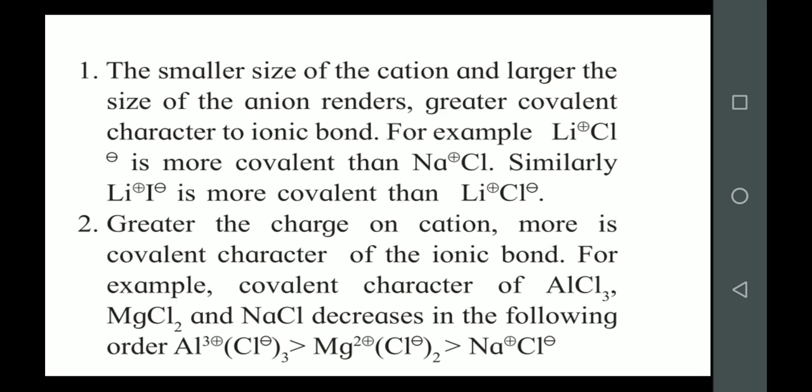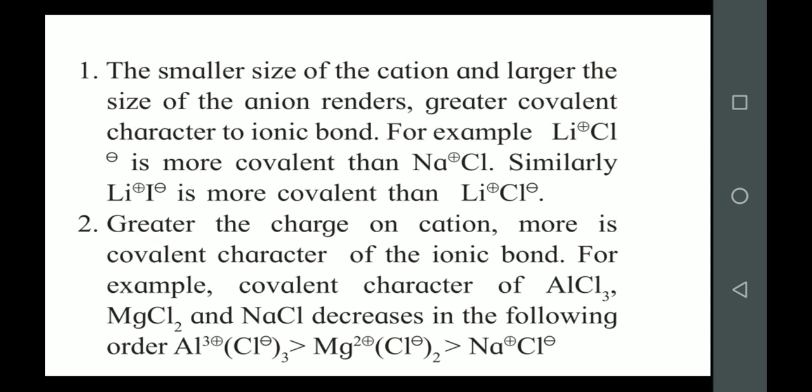In the same way, in lithium iodide, the size of the iodide ion is quite large. Therefore, lithium iodide is found to be more covalent in character than lithium chloride, because here you can see the difference in the sizes of the anion. So when you discuss the size of the cation and how it affects the covalent character, you can take the example of lithium chloride and sodium chloride. And when you want to study how the size of the anion can affect the covalent character in ionic bond, you can take the example of lithium chloride and lithium iodide.